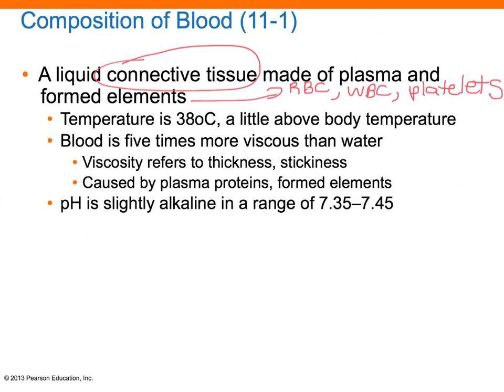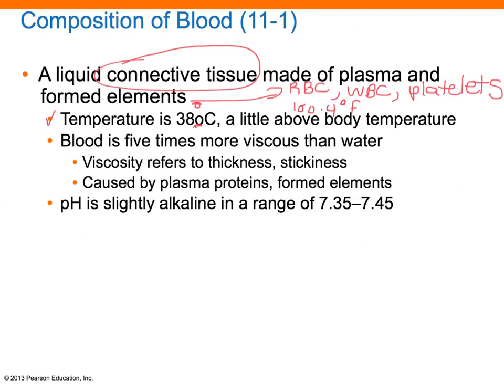No matter the source of blood, wherever the blood is coming from, blood basically has the same physical characteristics. Its temperature is a little above body temperature, which is 38 degrees Celsius. And that's a little above body temperature. By the way, that 38 degrees Celsius translates into about 100.4 degrees Fahrenheit, just so that you can have a reference.